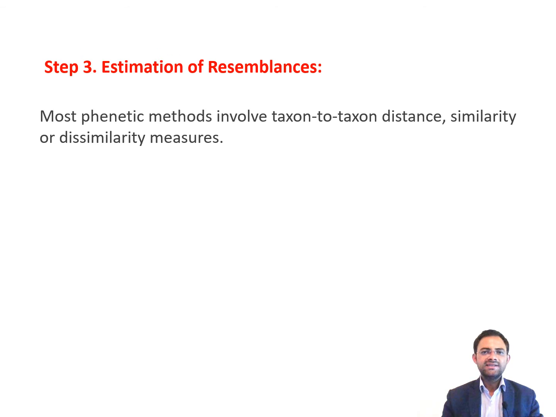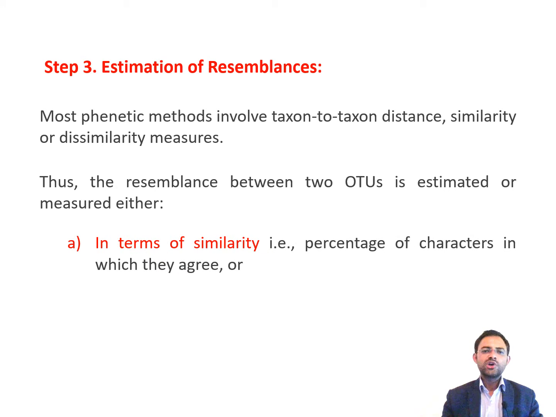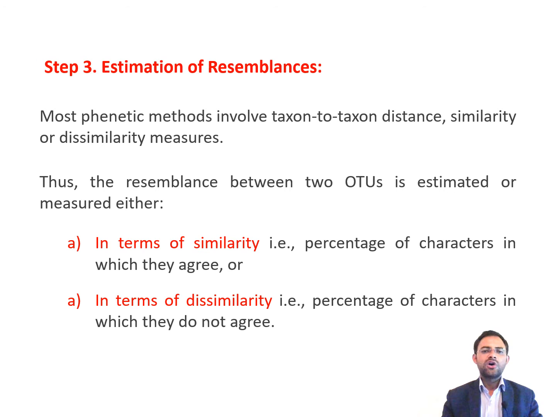As the name implies, distance and dissimilarity measures increase with the dissimilarity between taxa, while similarity measures decrease with the dissimilarity. Thus, the resemblance between two OTUs is estimated or measured either in terms of similarity, that is percentage of characters in which they agree, or in terms of dissimilarity, that is the percentage of characters in which they do not agree.